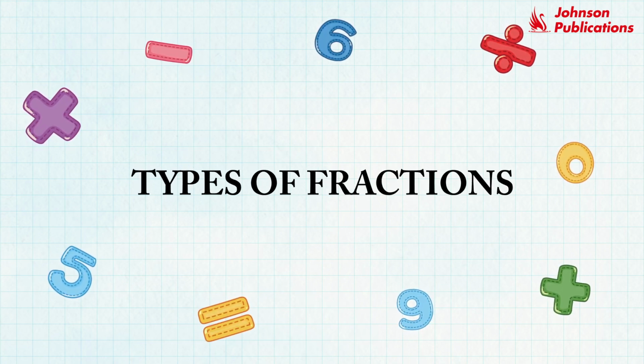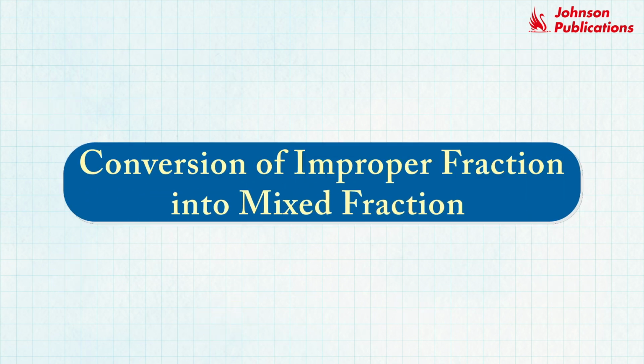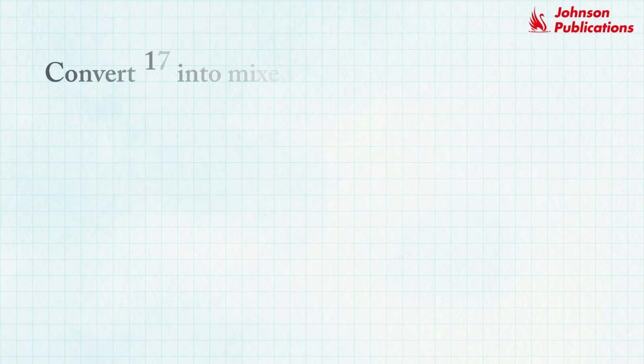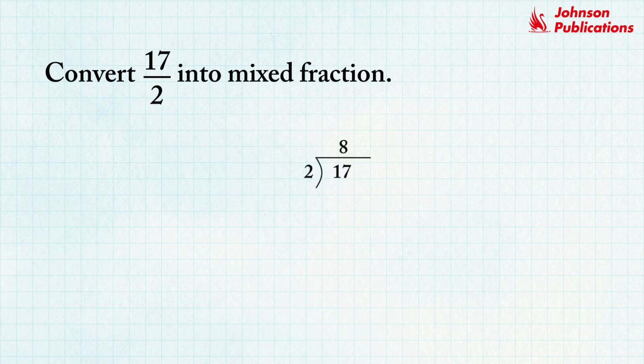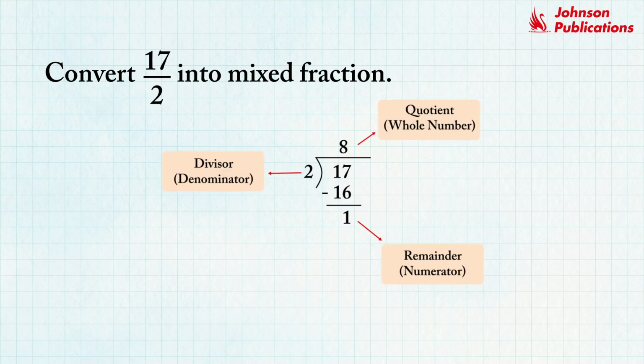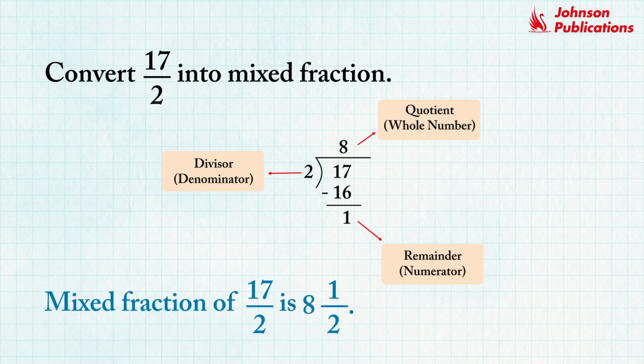Conversion of fractions. Conversion of improper fraction into mixed fraction. Example, convert 17 by 2 into a mixed fraction. On dividing 17 by 2, we get quotient equals 8 and remainder equals 1. Thus, mixed fraction of 17 by 2 is 8 and 1 by 2.